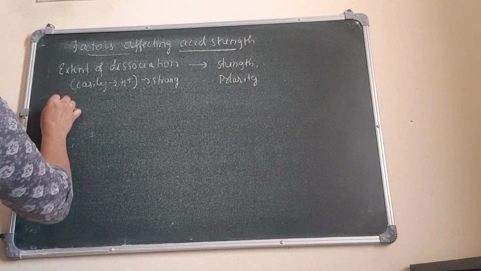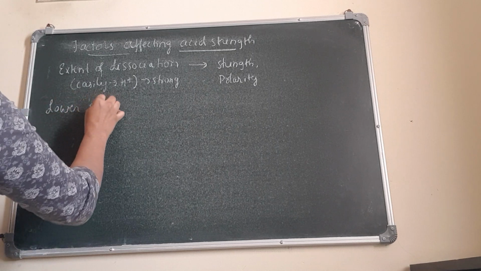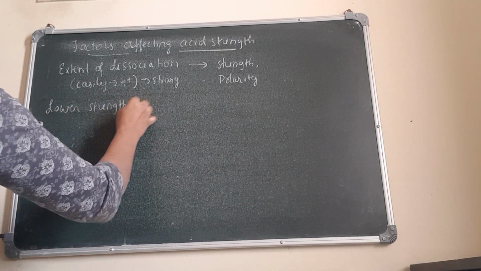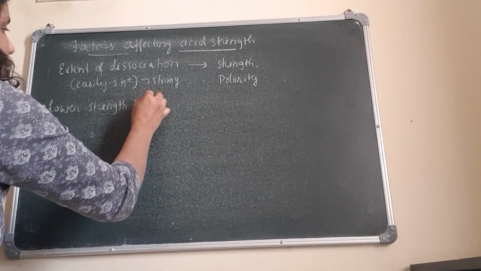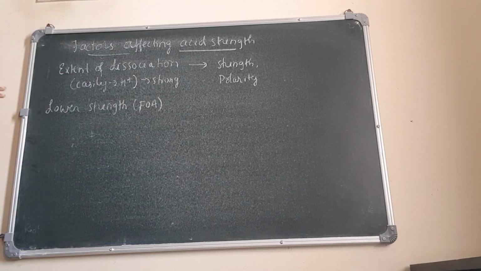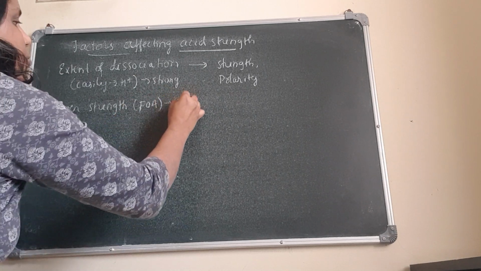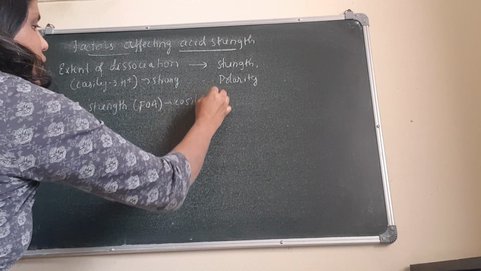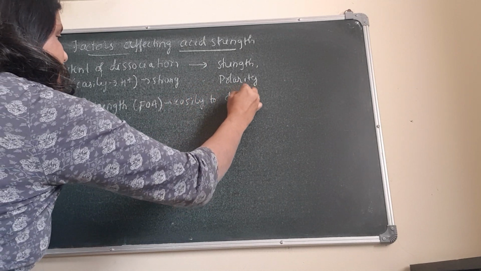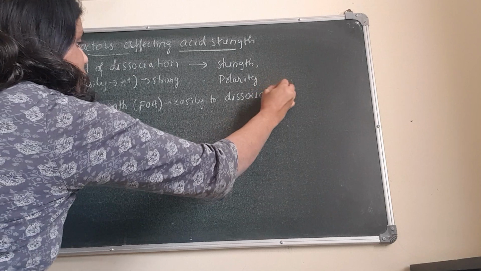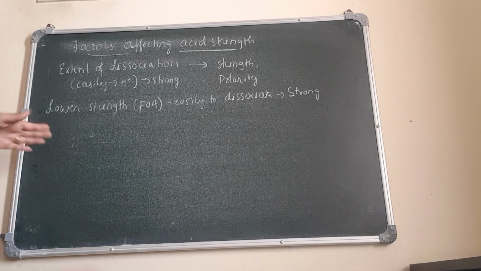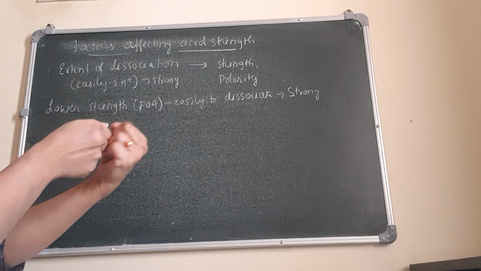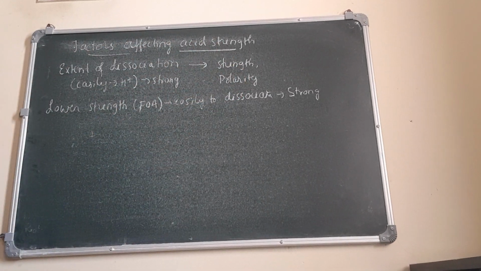Lower the bond strength, and by strength I mean the force of attraction between the atoms, easier it is to break or dissociate, therefore it is going to be a stronger acid. When it is easier to break the bond, if the force of attraction is not that much, it's easy to break them, and stronger is going to be the acid.